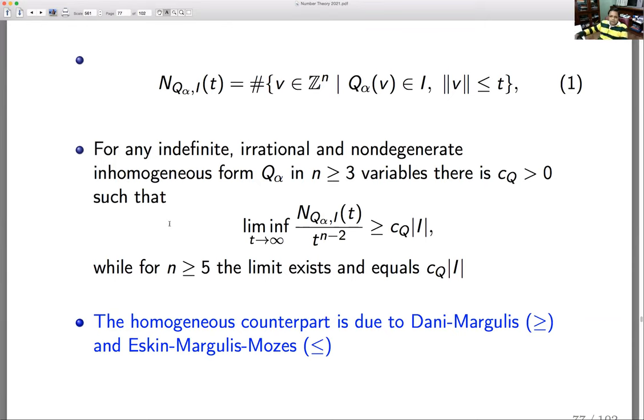All right, so this is what was known. And of course, this lower bound for this counting function already implies the Oppenheim conjecture for irrational inhomogeneous quadratic forms.